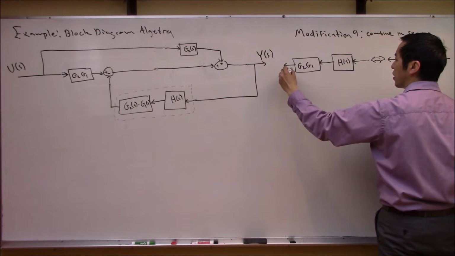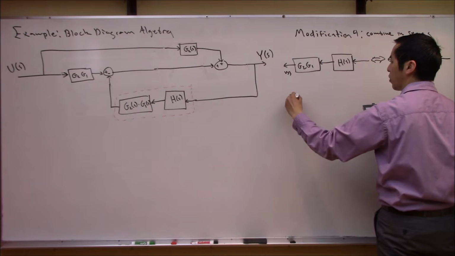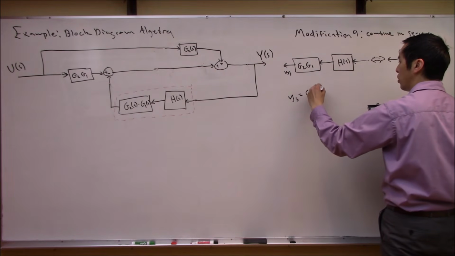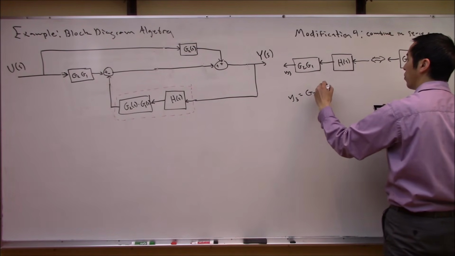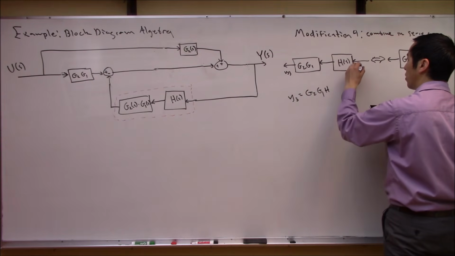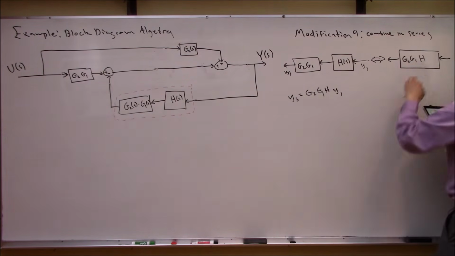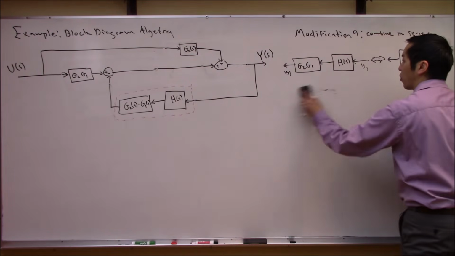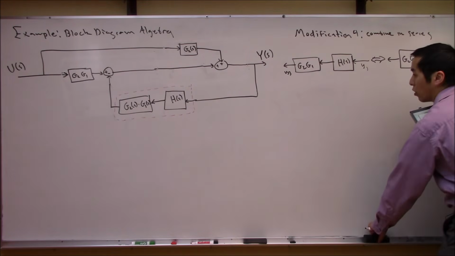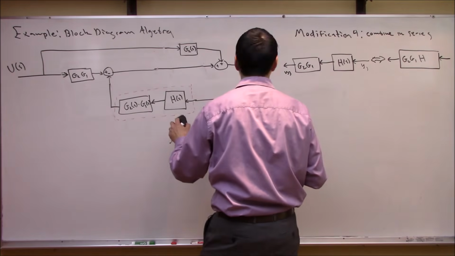And we better double check that here. Let's call this just y3. Yeah, y3 is g2, g1 times this output, which is h times the input, y1. Right, so this is g2 with g1h. Yep, okay, so we got it. We got the order correct. Perfect. Okay, so let's combine these guys here.